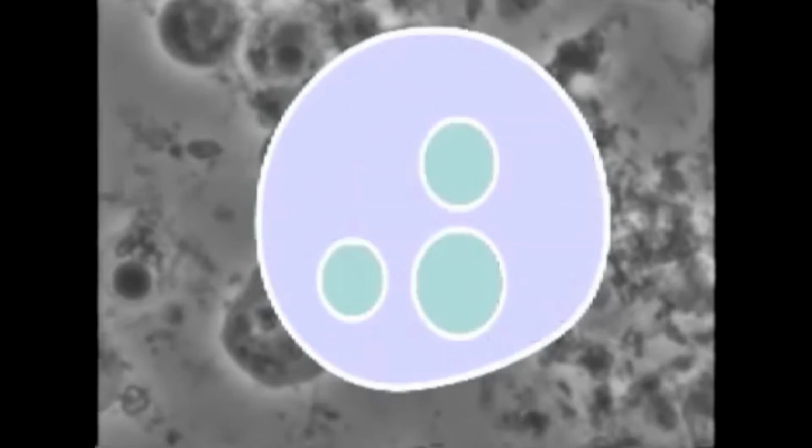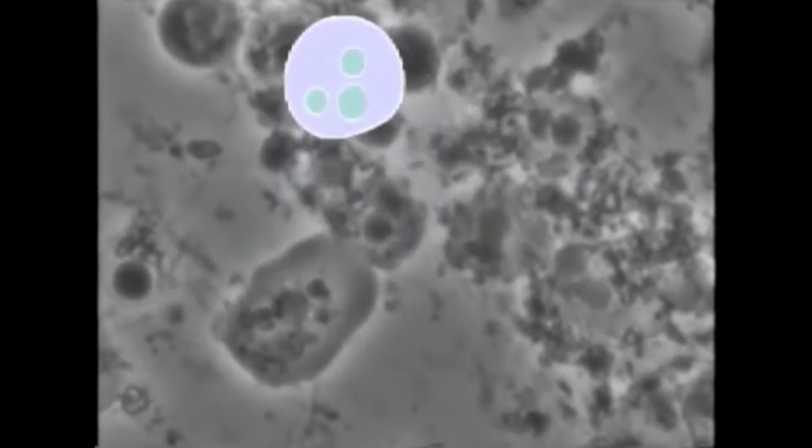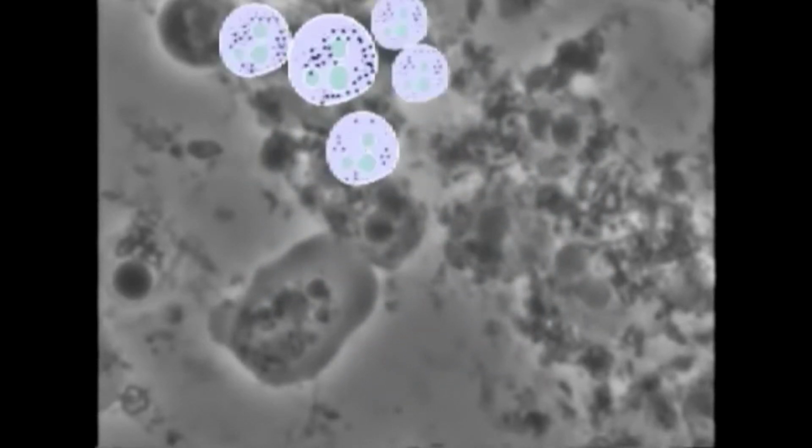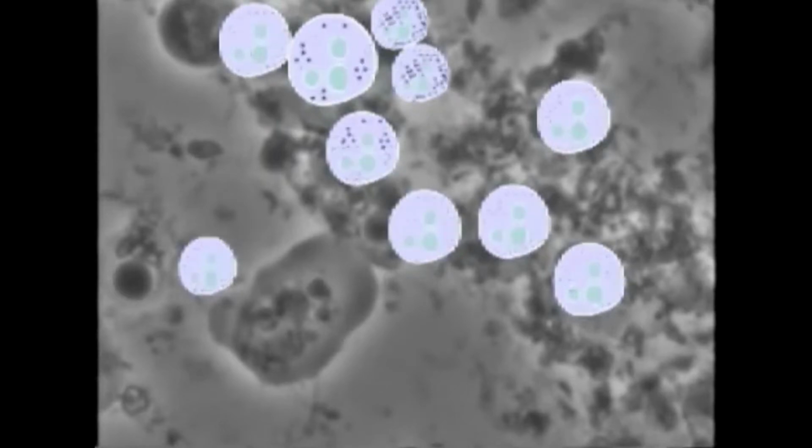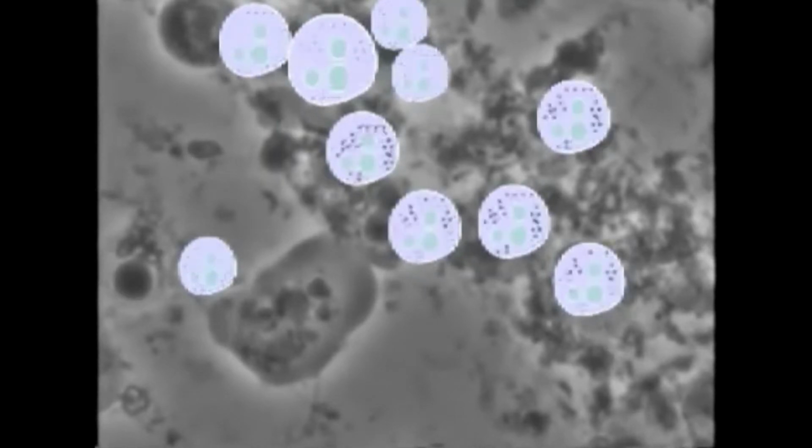In this smear, there's an army of white blood cells forming a barrier. White blood cells always work together to try to protect you, but they're helpless against the amoeba.